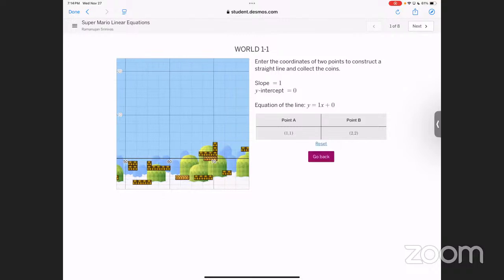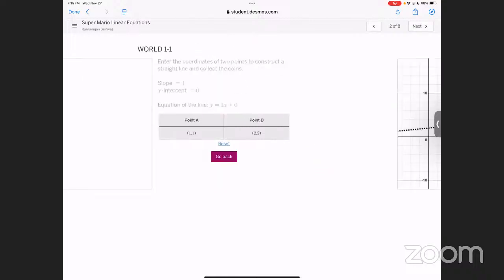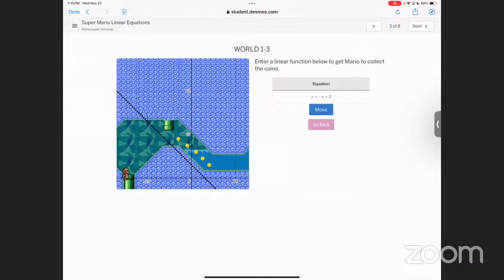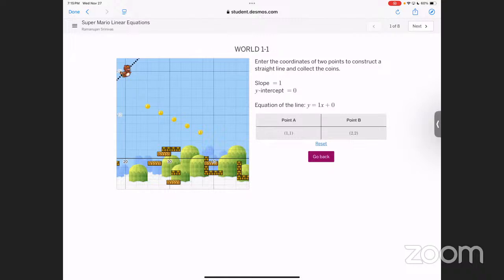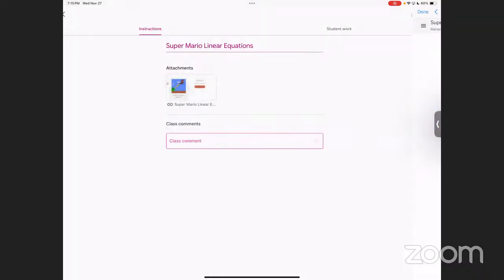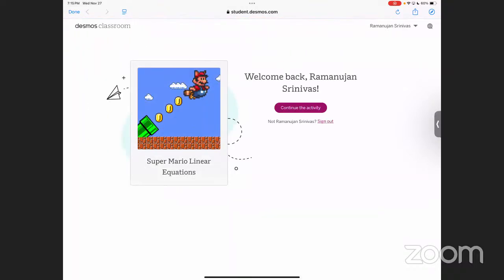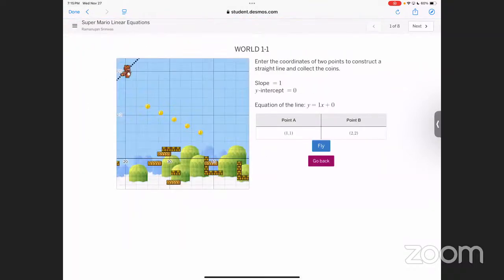Wait, what is, okay. Okay, I was confused with the task. I thought it was a fun task, but the instruction is not quite clear. Enter the linear function below to get Mario to collect coins. Okay, they want the equation of the black line. Let me go back, reset. Okay, it's going to log into the activity again. Which line equation they're looking for is.